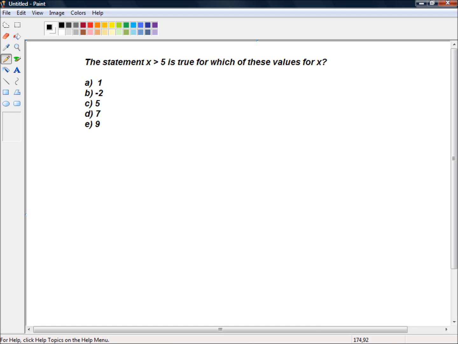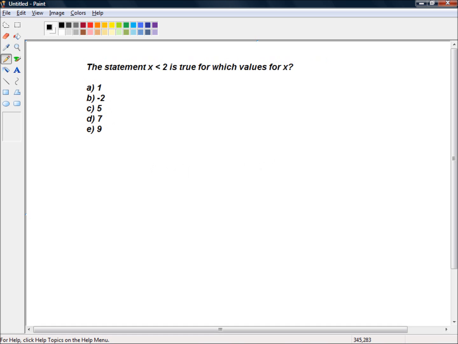So 1 is smaller than 5, so that's not true. Negative 2 is smaller than 5, so that's not true. 5 is equal to 5, and the statement x is greater than 5 means x must be bigger than 5 but not equal to 5. Since 5 is equal to 5, this is also not true. 7 is indeed bigger than 5, so that is true. And 9 is bigger than 5, so that is also true. So our answers are x equals 7 or x equals 9. Both satisfy the statement x is greater than 5.